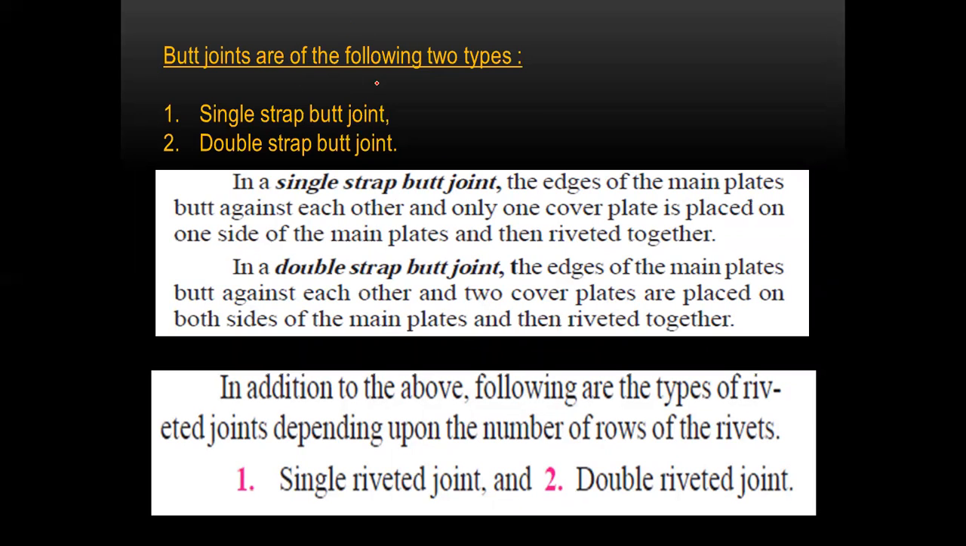Next, the butt joints are of the following types. First one is single strap butt joint. Second one is a double strap butt joint. So here also you have some types in the butt joint: single strap and double strap.